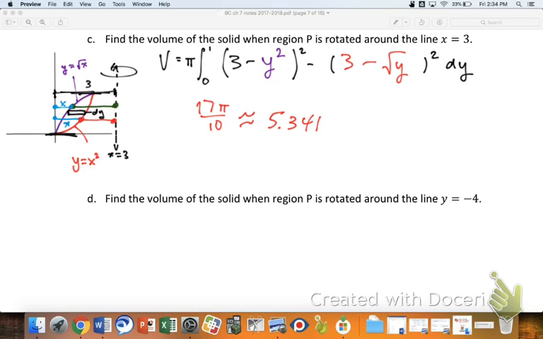Okay. Questions, concerns? Okay. So a few hiccups on C. Let's see how this goes with D. Ready, set, go. This will be your last chance to do washers today. D.